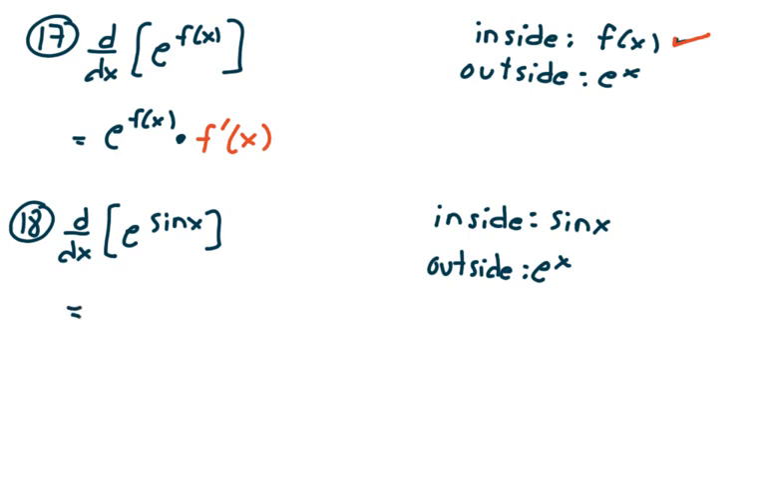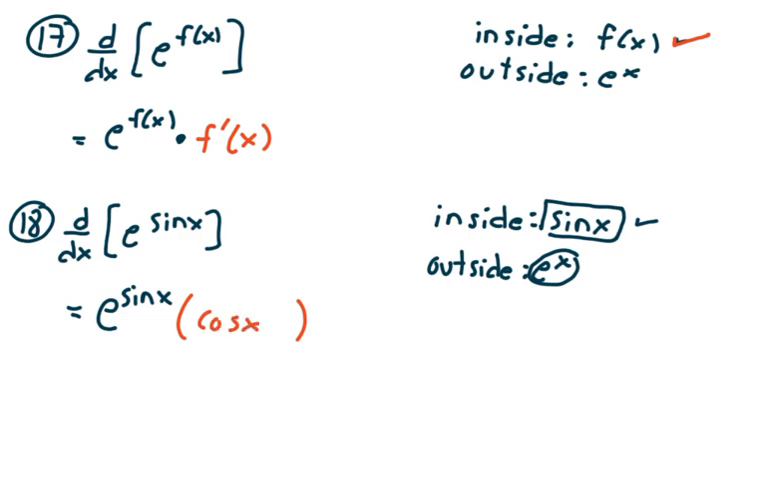So when I want the derivative, it's the derivative of the outside. The derivative of the outside is e to the x. But I'm going to evaluate it at the inside function. And I'm going to take that answer, and then I'm going to multiply by the derivative of the inside function. The derivative of the inside function just happens to be cosine x. So notice that the derivative of sine of x is cosine x. That's it. That's number 18.